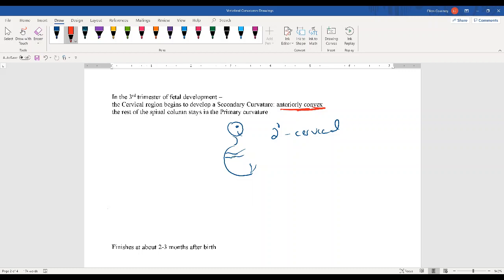The secondary finishes at about 2 to 3 months after the baby's born, when they actually can hold up their head. This is why when a baby is first born, if you're holding, say, a newborn, you have to support the head as they aren't strong enough. But by the time they're 2 to 3 months old, they're able to hold their own heads up enough. So that is the first secondary curvature.